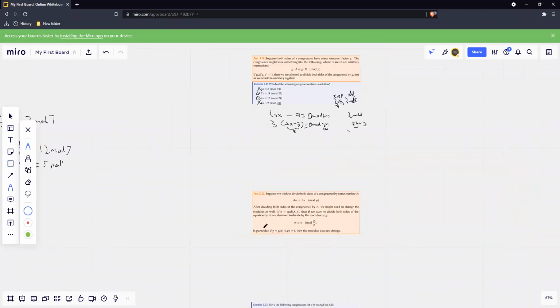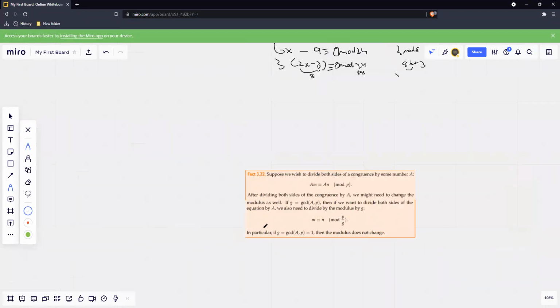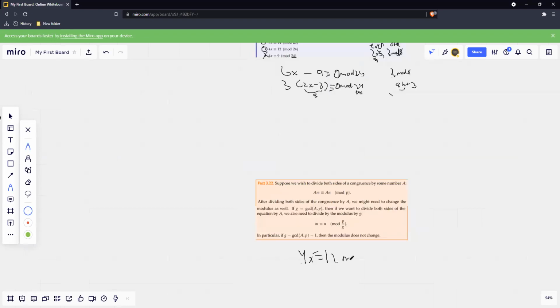So we can use a last example here. Let's use, which one was it? Yeah, let's just do the next last example: 4x is congruent to 12 mod 24. We want to divide by 4, right?